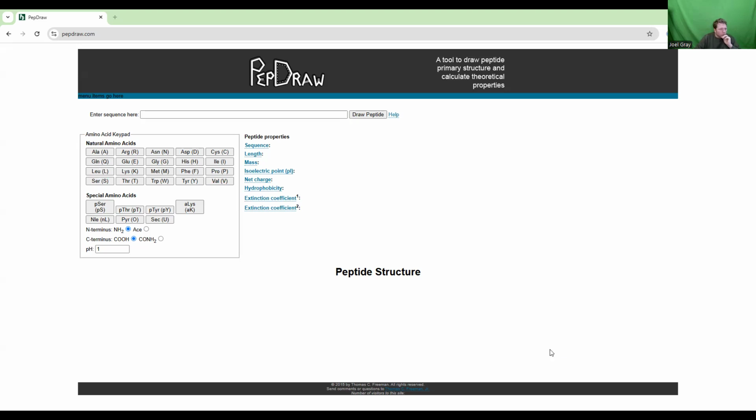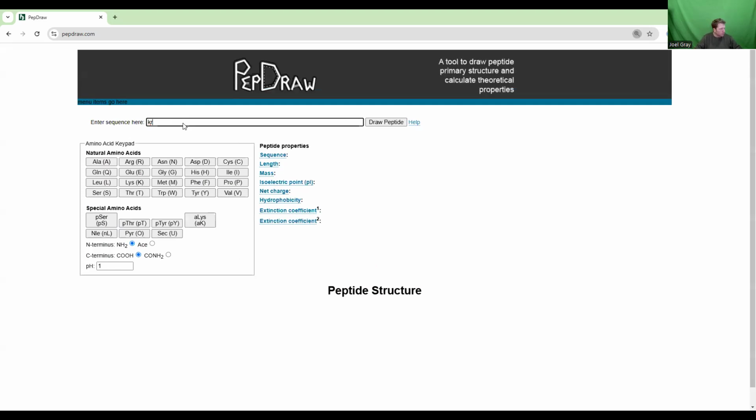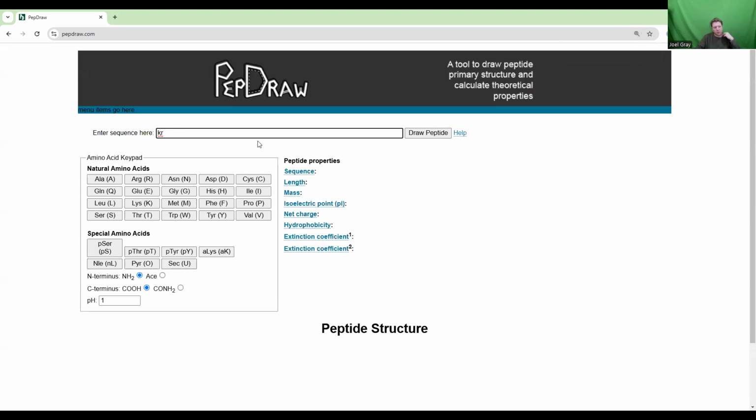Is there a chart for peptides, like the codes for amino acids last class? There is not a chart for peptides, no, because peptides can be any number of different things. And what I mean by that is, if I were to, let's say, let me zoom in a little bit. I'm going to type in a sequence of amino acids.